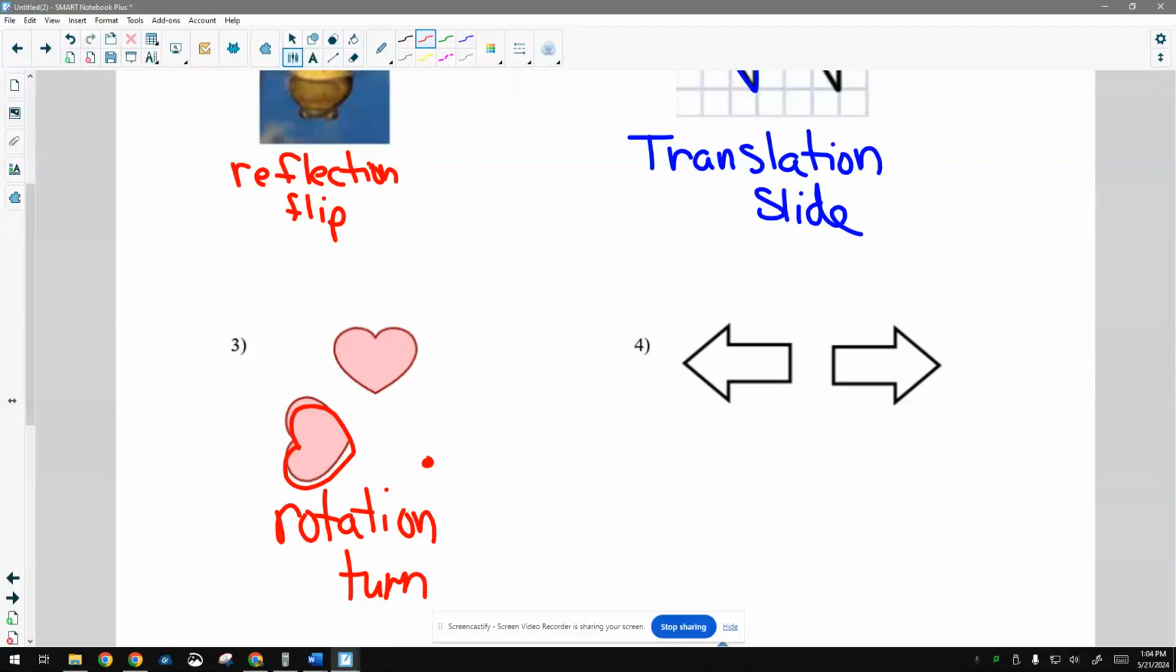How about the double arrows? Makes me think of your calculator. What do you think, Logan? That is a reflection. Your line of reflection would be right in the middle. That is a reflection because it flipped. And there is a line of reflection there.